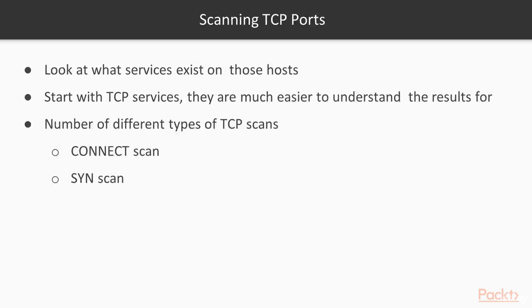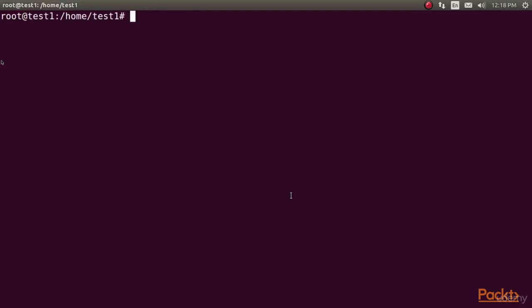Now that we have identified which systems exist, we can look at what services exist on those hosts. We will start with TCP services since they are much easier to understand the results for. There are a number of different types of TCP scans, but we are going to look at the two most common ones, the Connect Scan and the Syn Scan. Let's see how to do it.